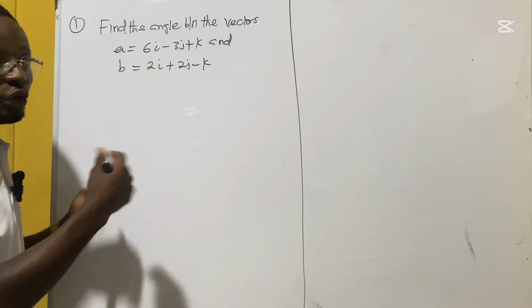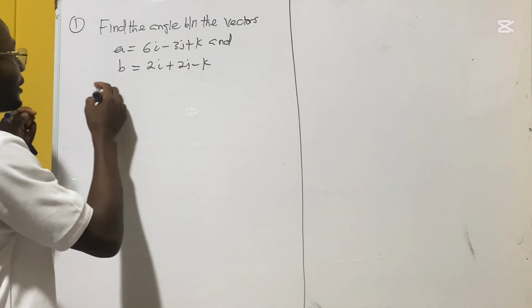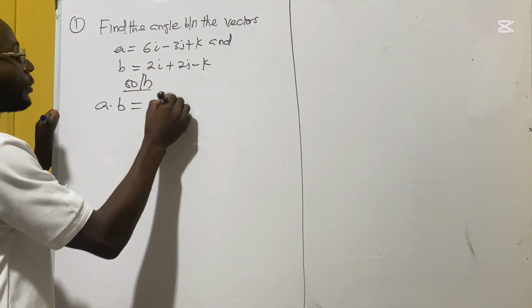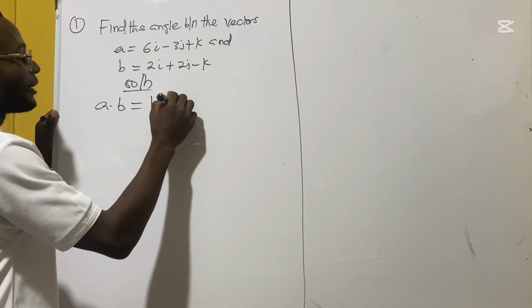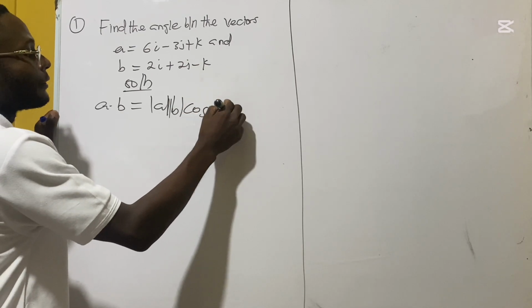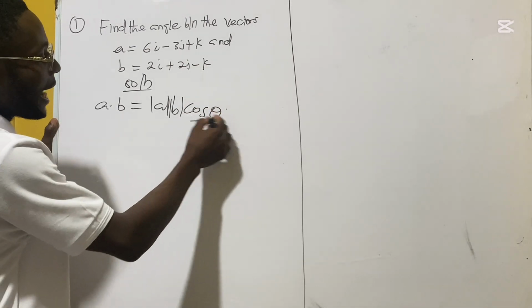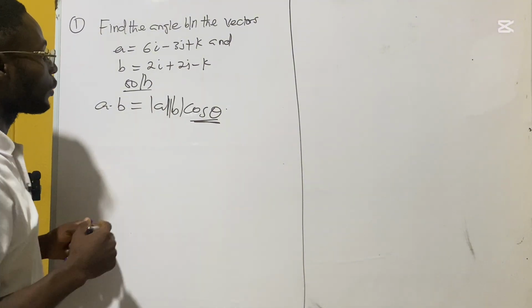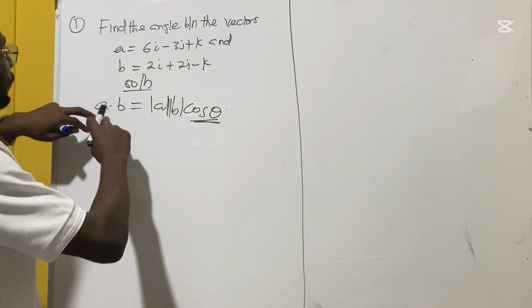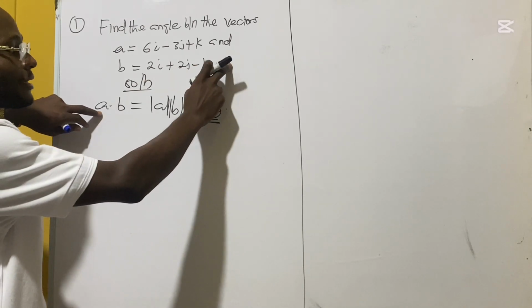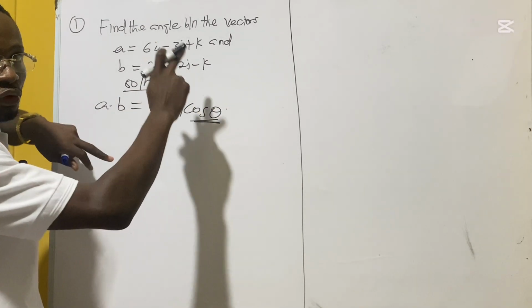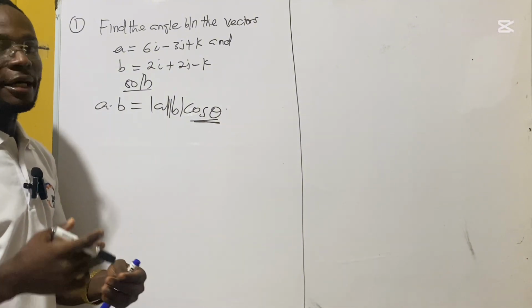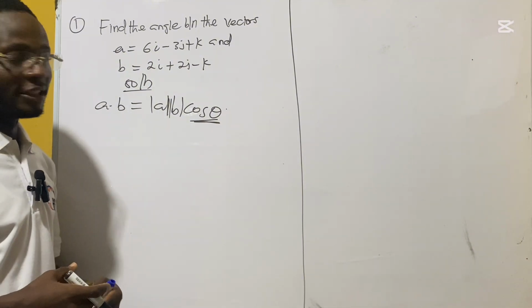Now, we know the formula, right? We know that the dot product of two vectors is equal to the magnitudes of the two vectors times the cosine of the angle between them. So the angle between them is what we are interested in here. We have to find the dot product of the two vectors and the magnitude of the two vectors. Then we can go ahead and determine the angle between them.